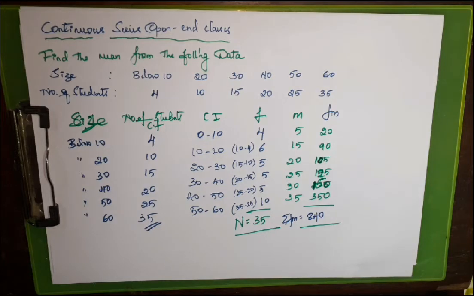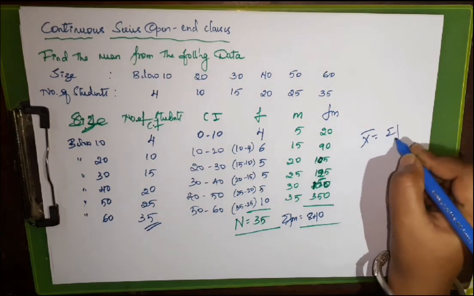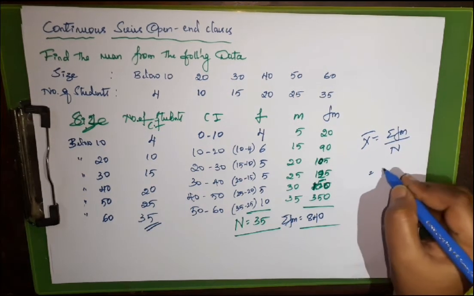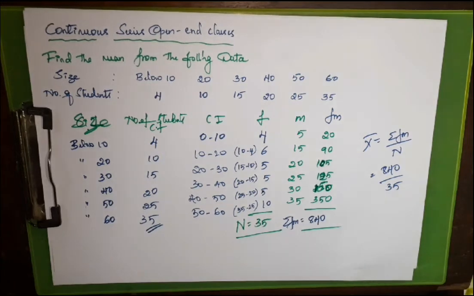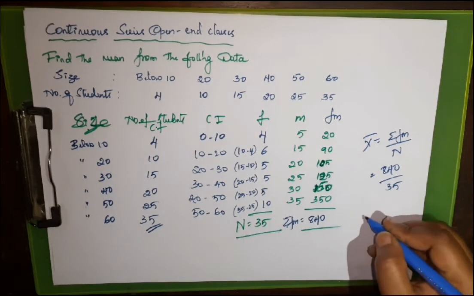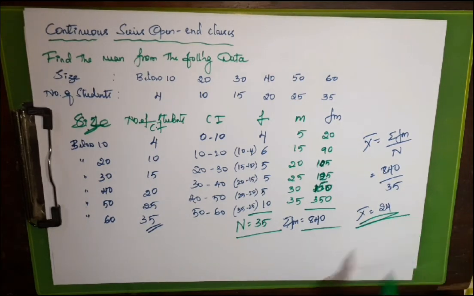Okay, so 840, you have to find the arithmetic mean, it is sigma FM by n. So 840 divided by 35, you will get the arithmetic mean as 24. Okay, so this is how we have to calculate arithmetic mean when it is of open-ended classes.